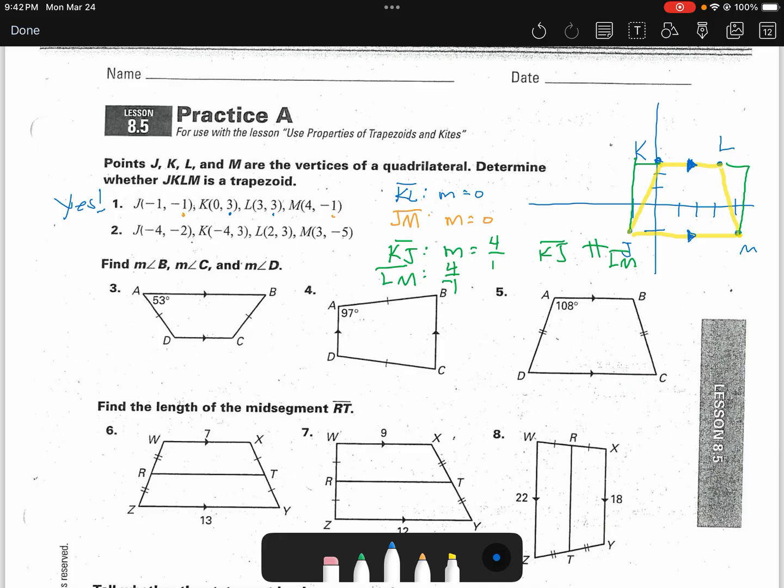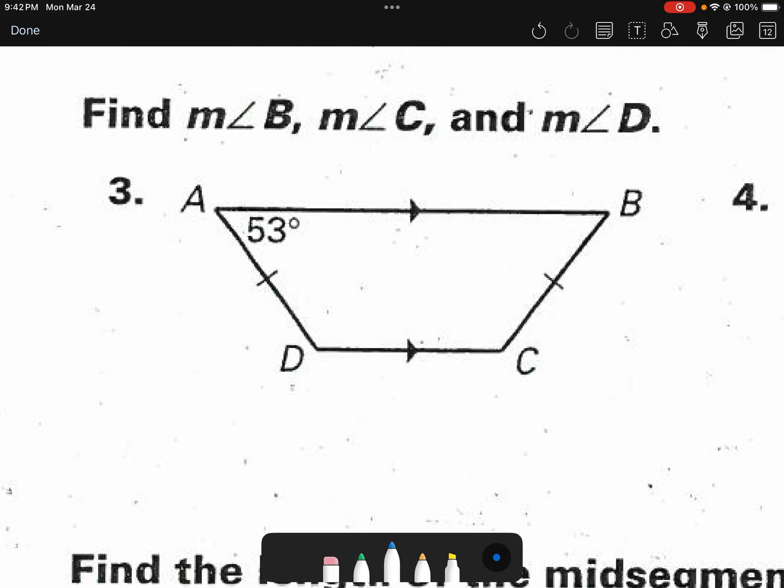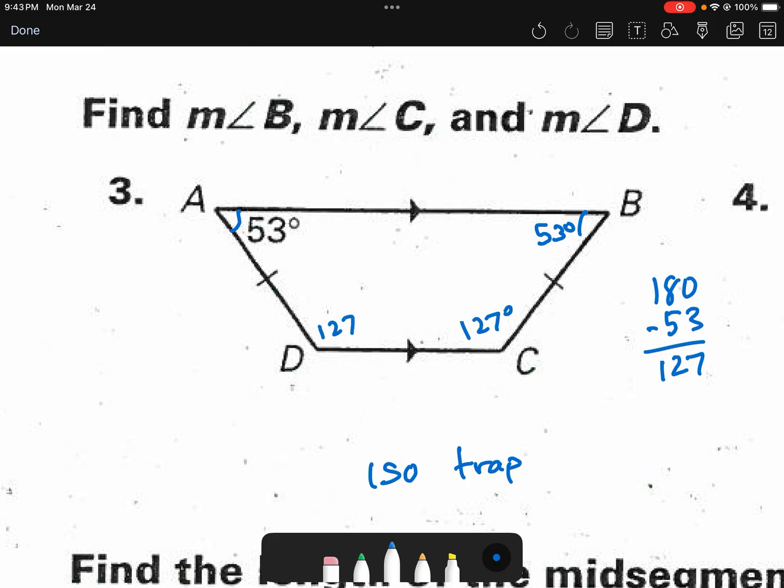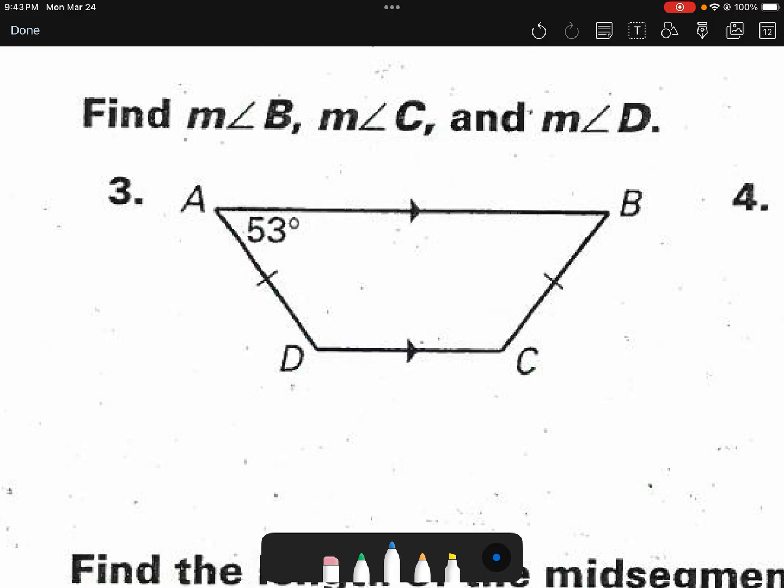We'll jump down to number 3. 3, 4, and 5 are all the same. We want to find the measures of the angles. This is definitely a trapezoid. In fact, it's an isosceles trapezoid. That means your base angles are the same. Okay, now there's 2 pairs of base angles. There's an acute pair and there's an obtuse pair. What's left over from 180? That'll be your obtuse pair. I think it'll be 127. So it's always going to work like that.